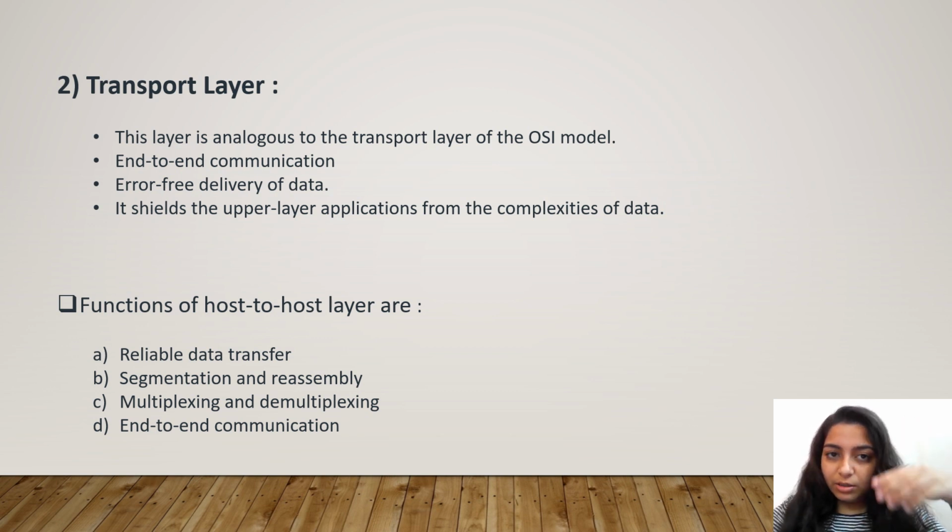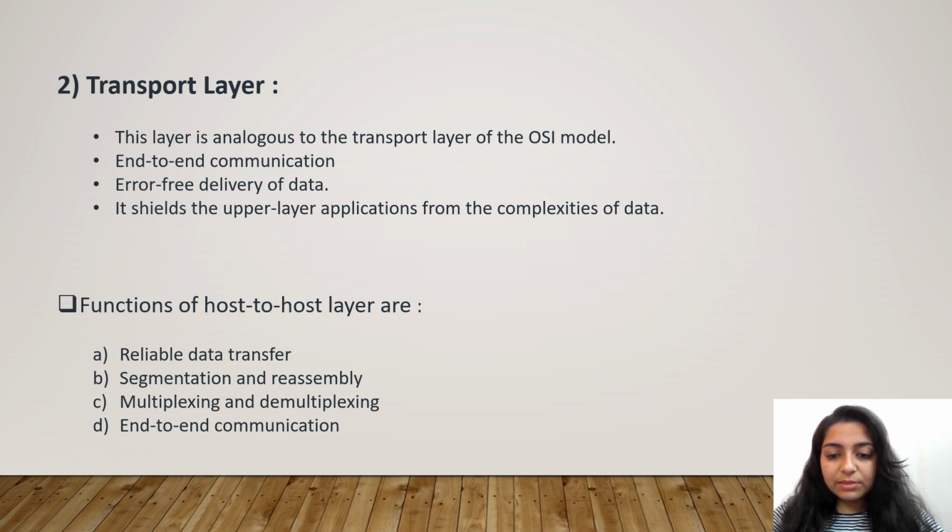Suppose a packet that you have to send from A to B is lost, so it can request the retransmission of that same packet. Or, to ensure that the data is error free, we learned here error-free delivery of data, so the correct data is sent there. That is reliable data transfer.